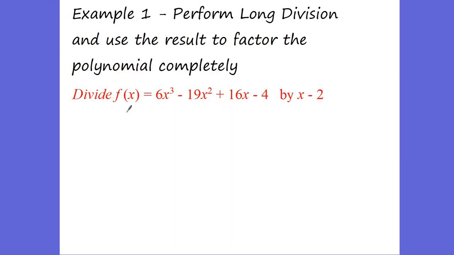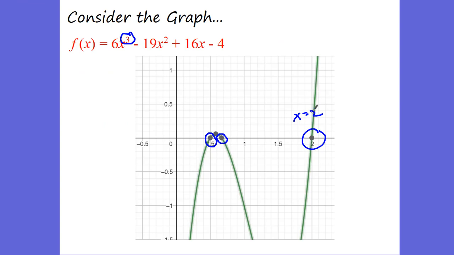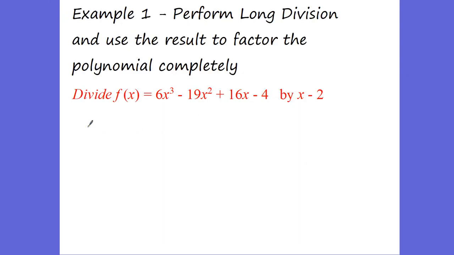And so we're going to be using what's called long division. Yes, long division. From a long time ago, we know that one of my factors was x = 2, which means x - 2 is a factor of this. And so we're going to use long division. We're going to take x - 2 and divide it into 6x^3 - 19x^2 + 16x - 4. Okay, and so we're going to use the same thing that you did in elementary school.